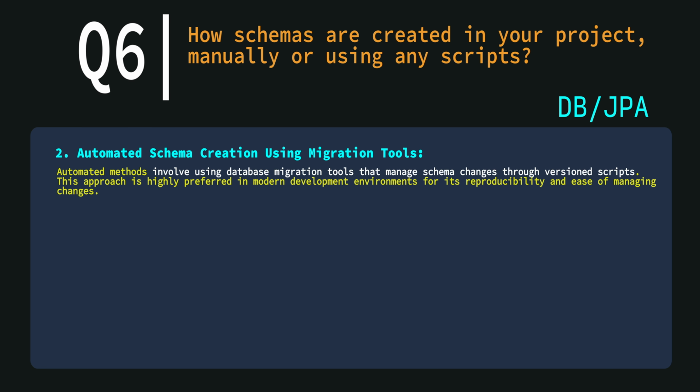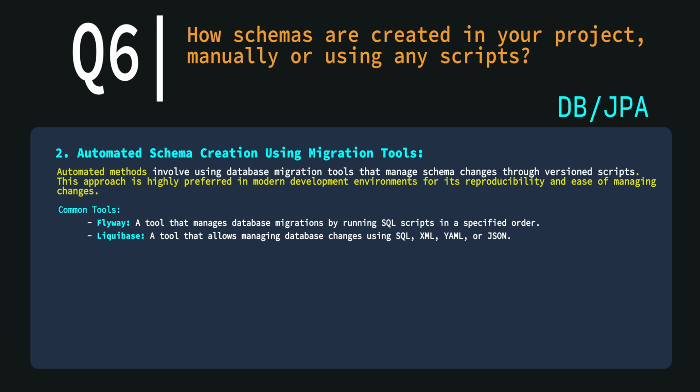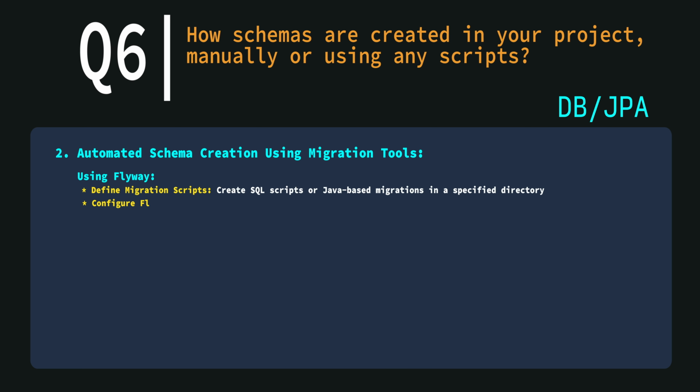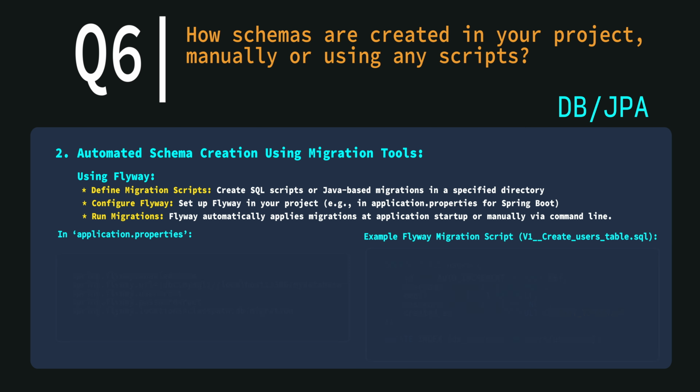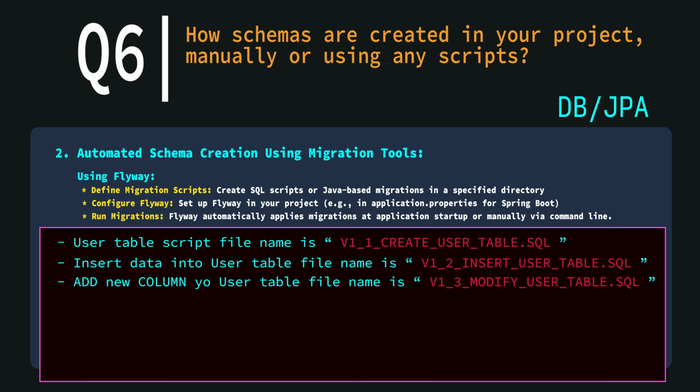But here the key difference is we will not run those scripts manually using database tools. Instead, we will use some migration framework supported by Spring. One such framework is Flyway, and one more example of that kind is Liquibase. So let's see one example with Flyway. Generally with Flyway, we will write the SQL scripts, and these files will be named in a specific way, like version numbers and the change you are making to the table.